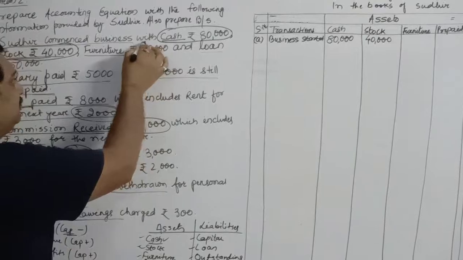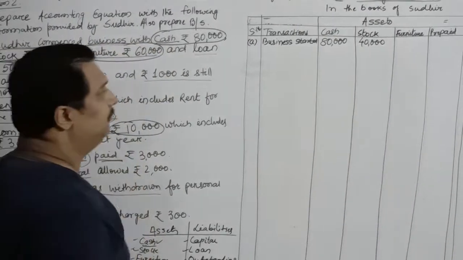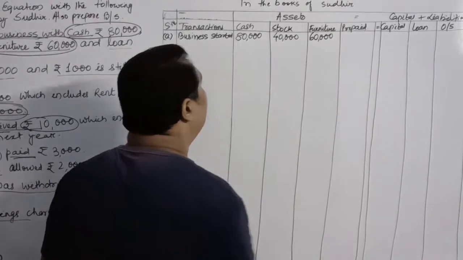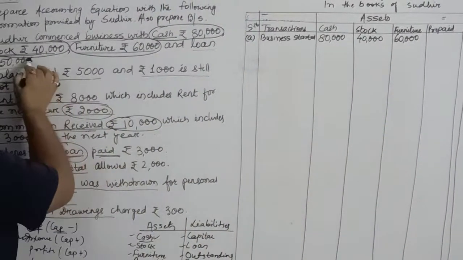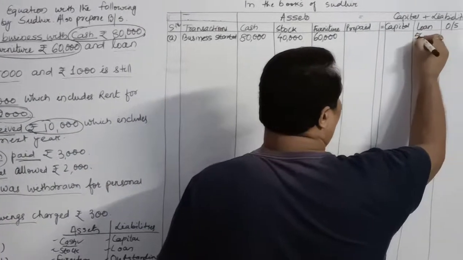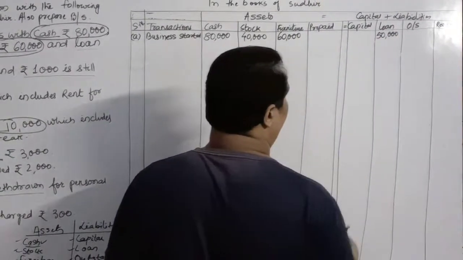Next, furniture, rupees 60,000. Okay, so I'll write furniture, rupees 60,000. And loan of rupees 50,000. This I will write over here in the liability side, 50,000.